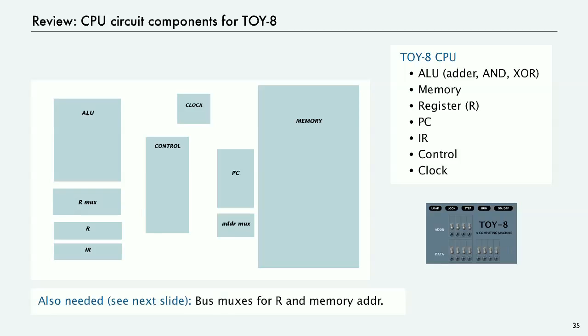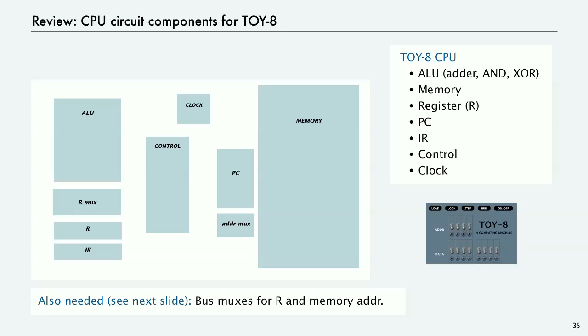We'll look at the connections on the next slide, but we're also going to need, as we already talked about, bus muxes for the register, because there are three things that connect to the register, and for the memory address, because there are two things that connect to the memory address. Those are the basic components.